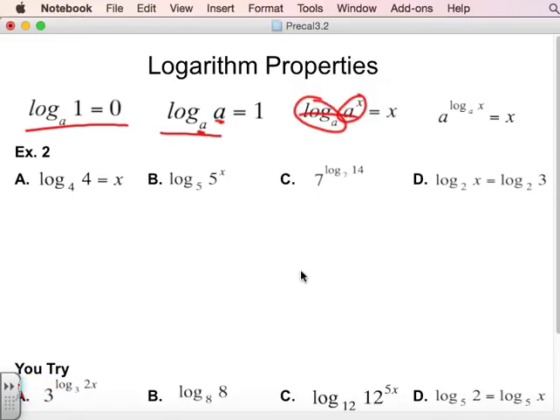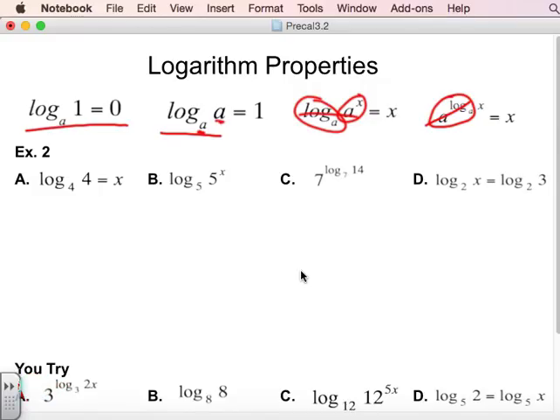You've got a base of A raised to the log base A. So that situation is another situation where they just cancel out. Base A and log base A cancel, and it just leaves what's left, x. Okay, so those are situations when you've got to use those properties.